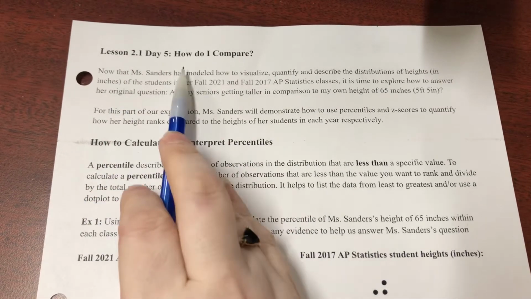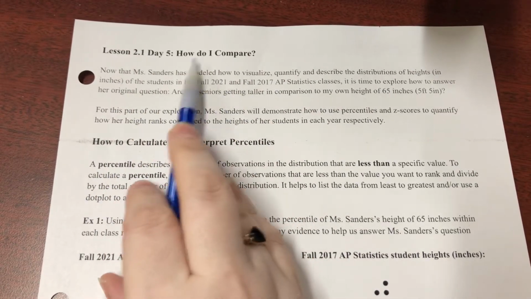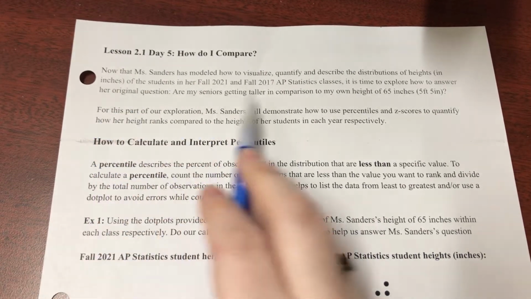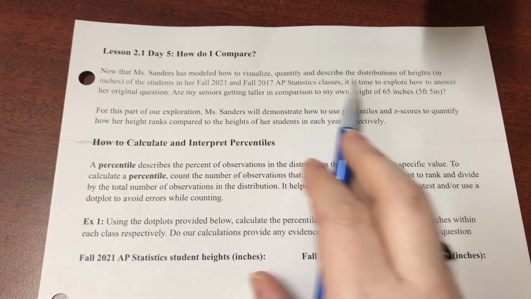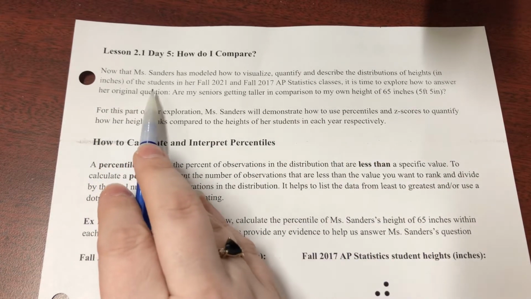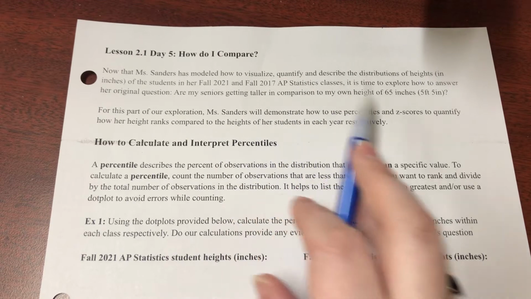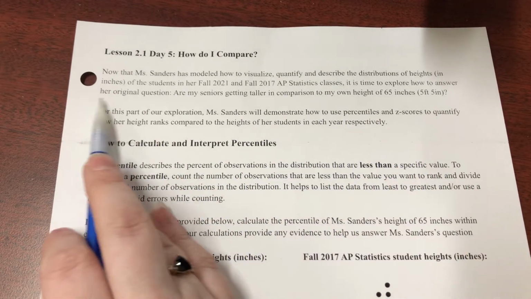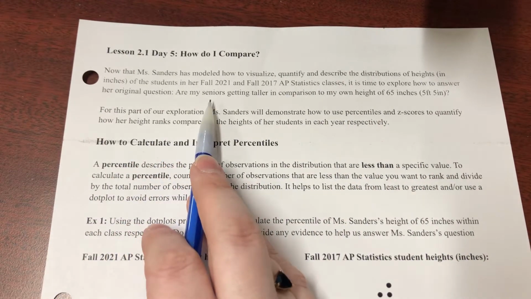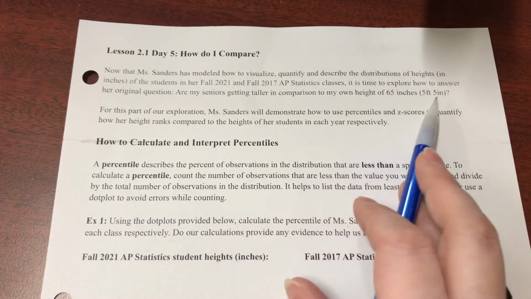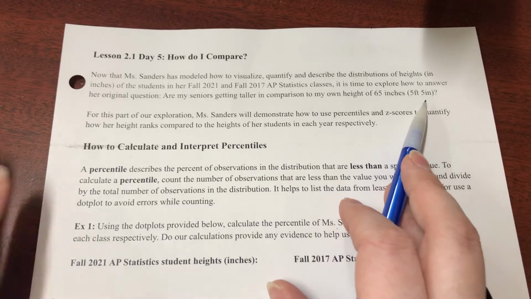Today we're going to be looking at how I actually answer my question of how I compare to my students' heights. Now that I've modeled how to visualize, quantify, and describe the distributions of heights in inches of the students in my Fall 2021 and Fall 2017 AP Statistics classes, it's time to explore how to answer my original question. Are my seniors getting taller in comparison to my own height of 65 inches? I'm about 5 foot 5 inches.